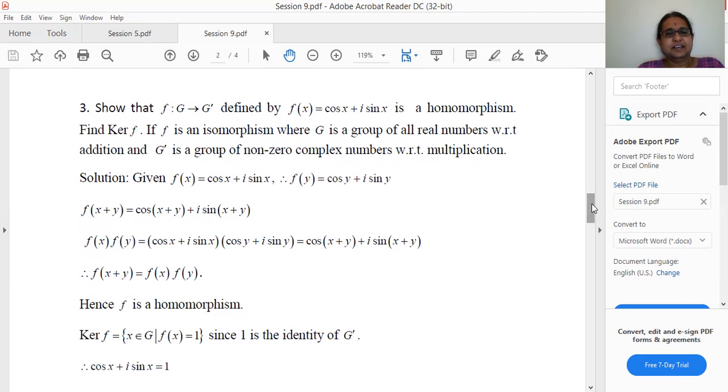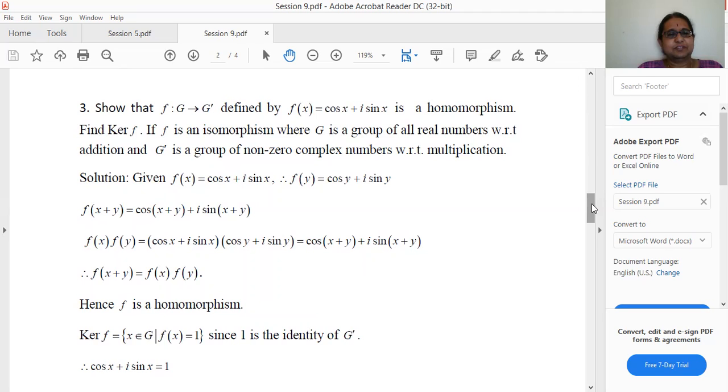So we shall check whether f is a homomorphism. So given f of x is equal to cos x plus I sin x, f of y is equal to cos y plus I sin y. We are taking two elements f of x and f of y, taking x and y belonging to g. So we have written what is f of x and f of y. Since addition is the binary operation for g, we shall see what will be f of x plus y. F of x plus y is equal to cos of x plus y plus I sin of x plus y. And multiplication is the binary operation for g dash. So we shall see what will be f of x dot f of y.